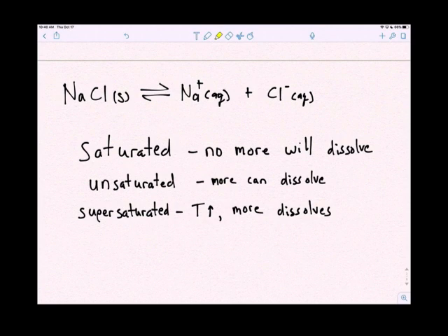Unsaturated means more can dissolve. Most solutions, of course, are unsaturated. The ocean water is unsaturated. But saturated, that's like the Great Salt Lake or the Dead Sea. Those are very, very salty lakes.